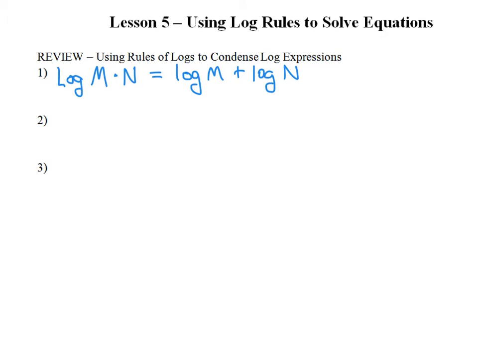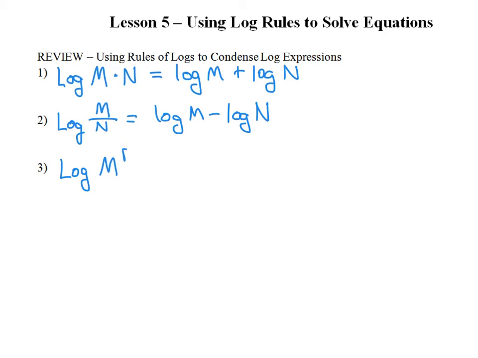Our second log rule is our quotient rule. So the log of a quotient, m divided by n, is just equal to the difference of the logs, log of m minus log of n. The third log rule is our power rule. So log of m raised to the p is just equal to p times the log of m.